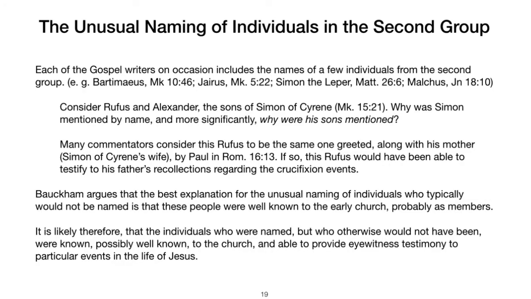All right? So it's very likely then that in this second category of people who aren't normally named, the ones who are named are named because they can provide eyewitness testimony to what the author is writing about. So it's just a very fascinating aspect of the Gospels that you may never have given any thought to. And then there's the issue of the frequency of names in the Gospels.